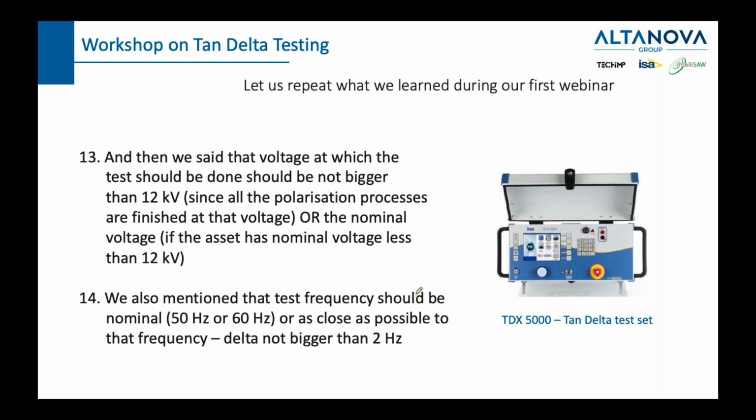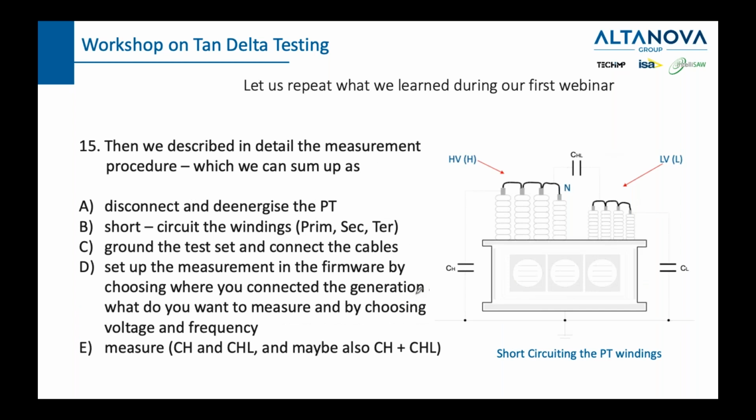So your nominal voltage is 12 kilovolts. Also, just to say, 10 kilovolts has often been used as one of the values to test. Frequency should be as close as possible to nominal, 50 or 60 hertz, with the chance to go a maximum of plus or minus 2 hertz in order to execute a test. After that, we described in detail the measurement procedure.